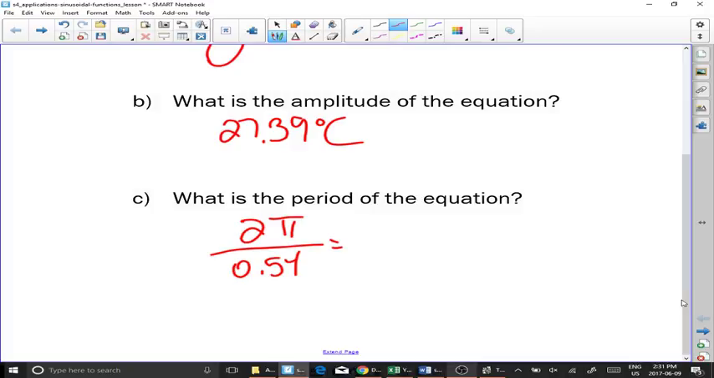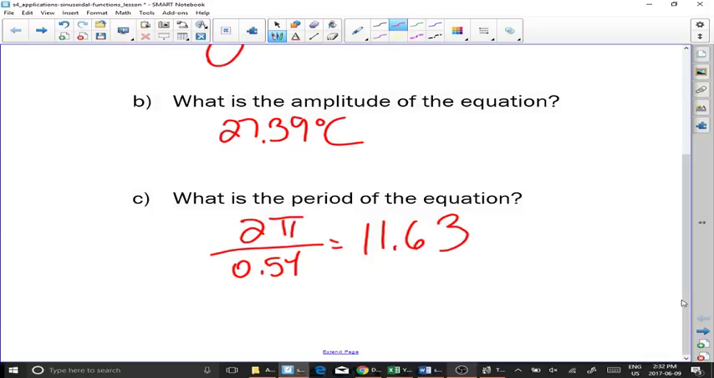We'll have to dig out our calculator to find out a numerical answer for that. What's that? Nope. No, if you're going to use your calculator, make sure you go 2 times pi and then divide that by 0.54. 11.63. That sounds good. So that's the period of the equation. 2 pi divided by 0.54.